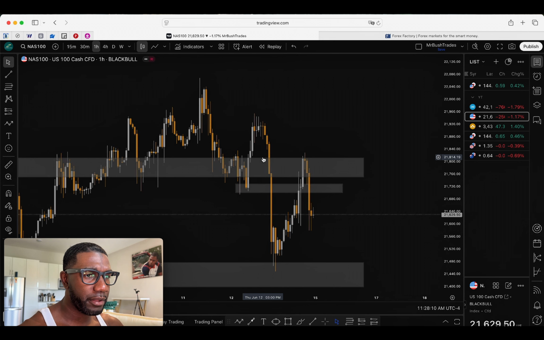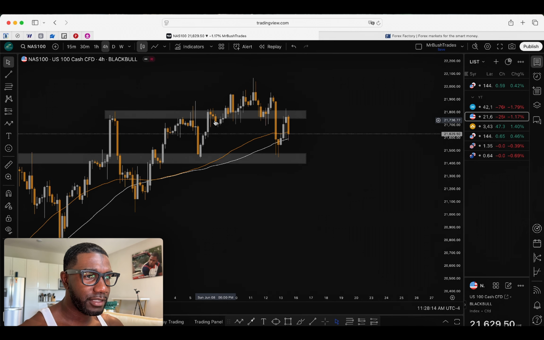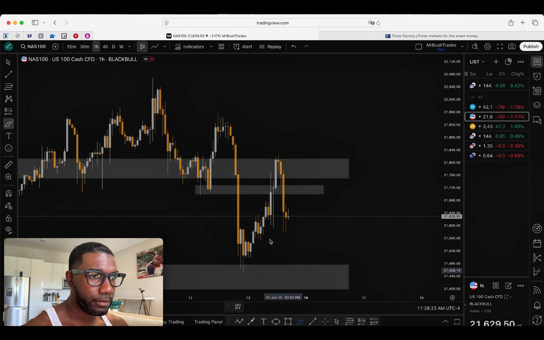The same for the Nasdaq, right? Where we had price consolidating around this area. Then we do have a strong push to the downside, breaking this support right here after creating a lower high point.